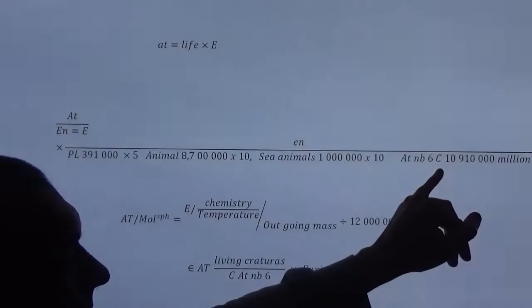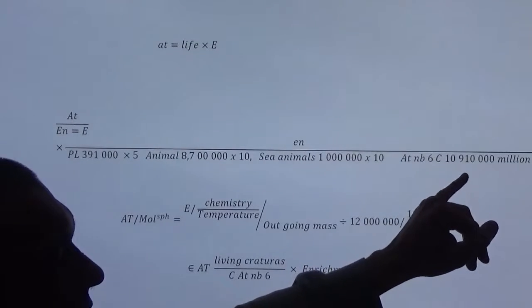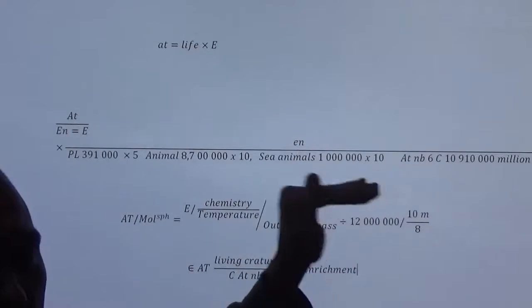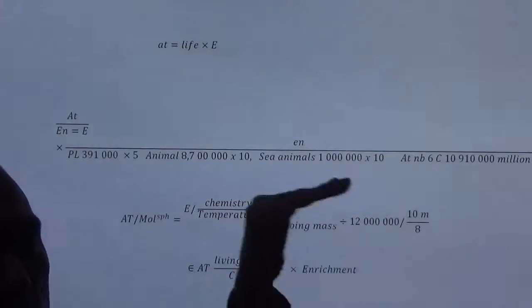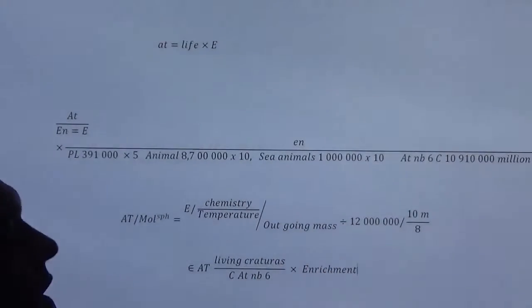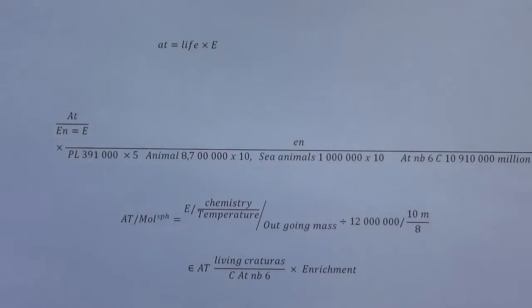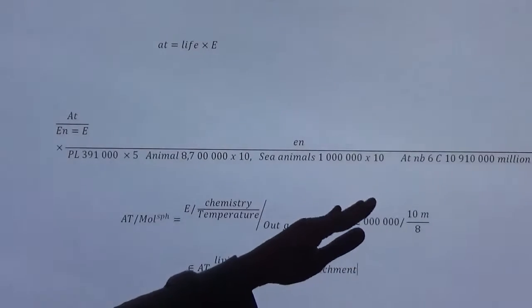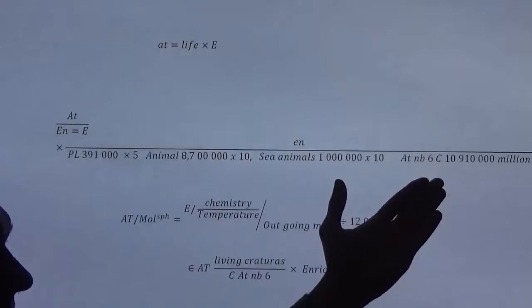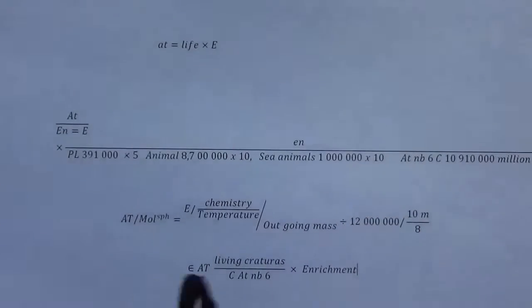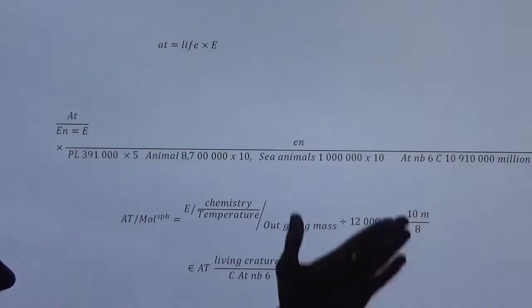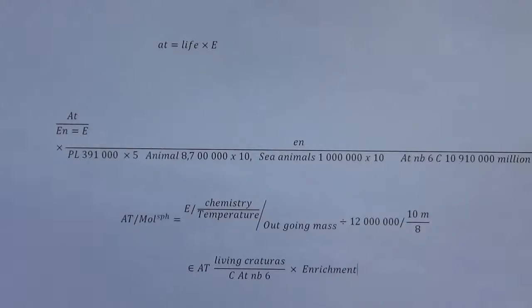So there is 10,910,000 different types of carbon atoms per animal, so per living being on planet Earth, that are recorded. And then a person can see out of all these 10 million carbon atoms, there are some more enriched, some less. We eat chicken, pigs, and mostly animals that are made out of grass and some leaves that they eat and so on.